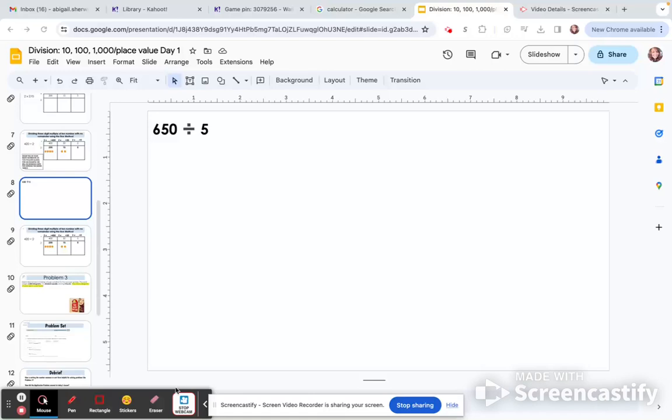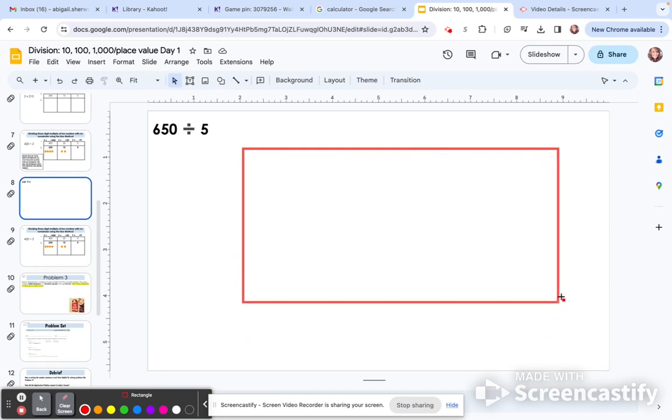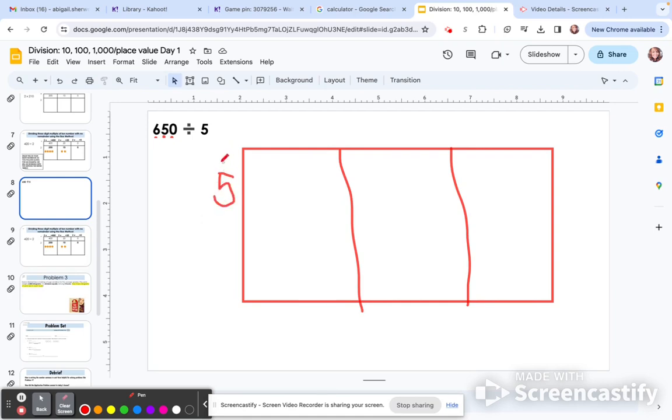So now we're going to try 650 divided by 5. And the first thing we ever do is we're going to go ahead and draw our box. And I'm going to part my box into 3 parts, because I know I have ones, tens, and hundreds in my dividend, right? And I'm going to put my divisor to the side. My divisor is 5. And I'm going to put my division symbol right here.